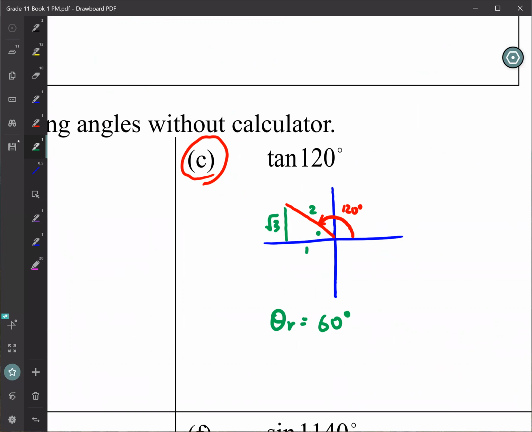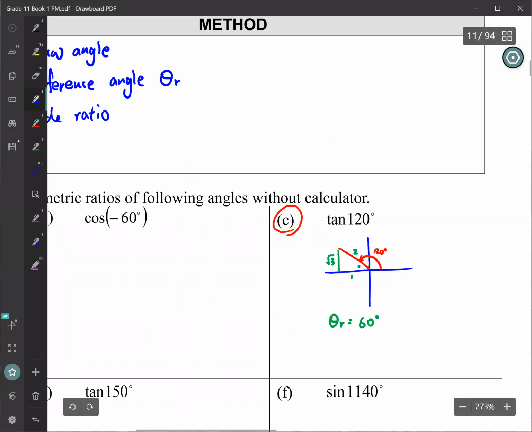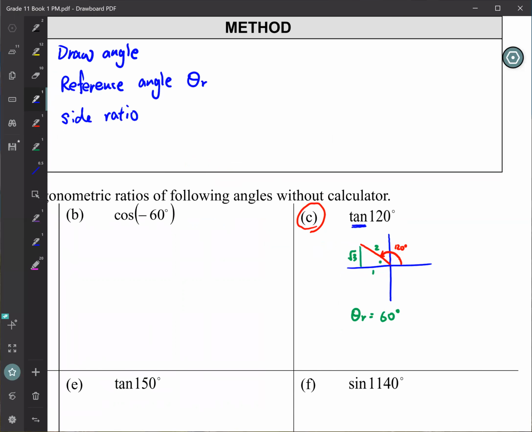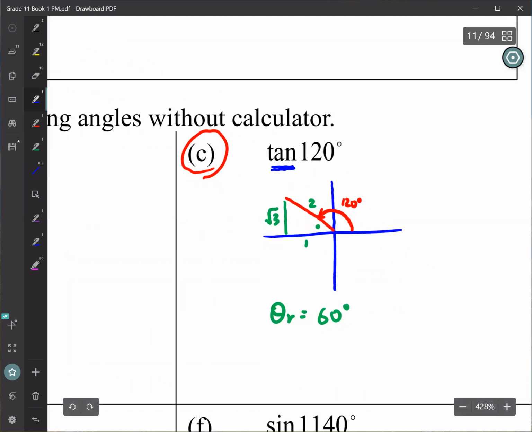Any question so far? You look at the reference angle and then you fill out the side ratios. Okay, and then the ratio we are looking for is tangent, right? Question says we want a tangent ratio. So you look at the picture now. Tangent is opposite, right? TOA, opposite over adjacent. So from this picture, what is tangent?